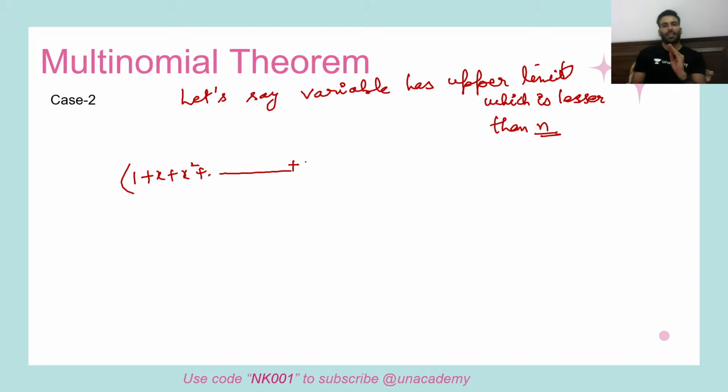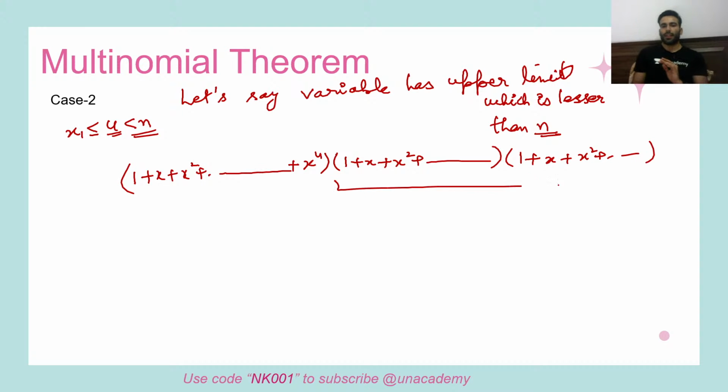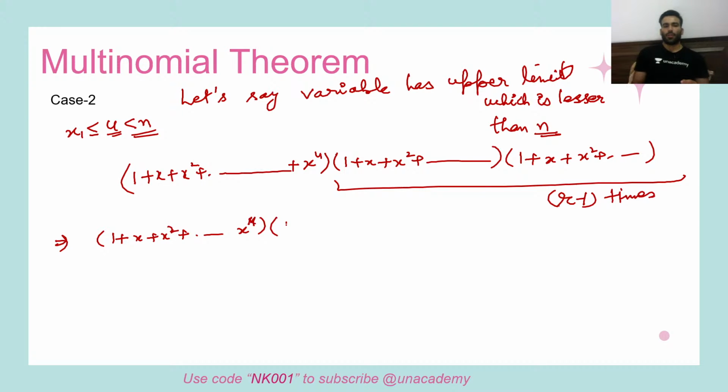But as I told you, it has an upper limit which is lesser than n, so write that upper limit here. Let's say x1 can take maximum value u, and u is lesser than n. So you write up to x raised to u, and the rest of the elements you write as before, till infinity terms. How many factors are there? r minus 1 times. So this will be 1 plus x square continuing till x raised to u, times 1 minus x raised to minus r minus 1. You use the binomial theorem to open this up, multiply, and find the coefficient of x raised to n. That will give you the answer.